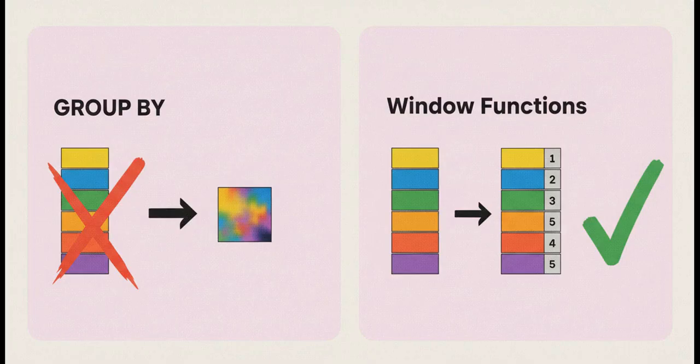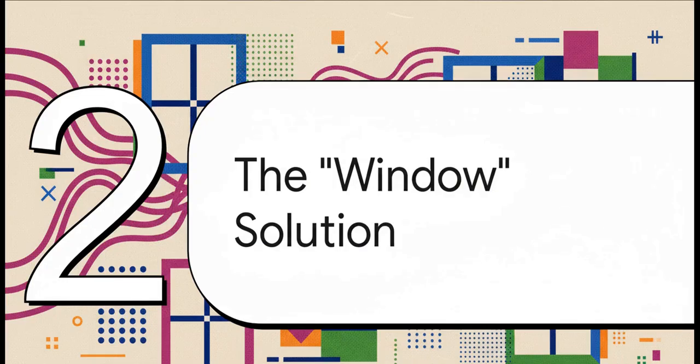Now, if you've used SQL before, your first thought is probably, oh, I'll just use Group By, right? But here's the catch. Group By is designed to summarize. It takes all the rows for a department and squishes them down into a single summary row, like the average salary. But we don't want to lose the individual employees. What we really want is to keep all of our original rows, but just add a new piece of information to each one, their rank inside their own team. And this is where our hero enters the story. The elegant, powerful solution to this exact problem is a special kind of function called a window function.